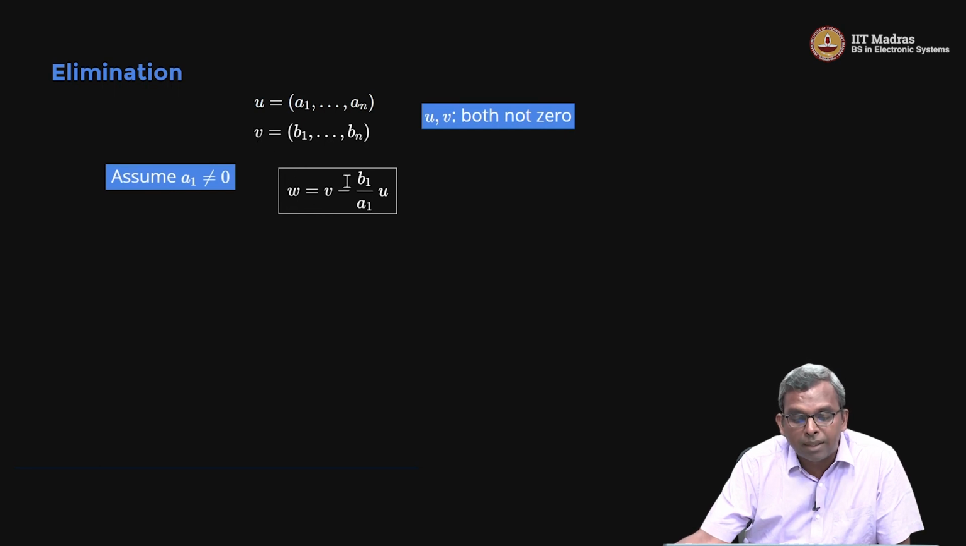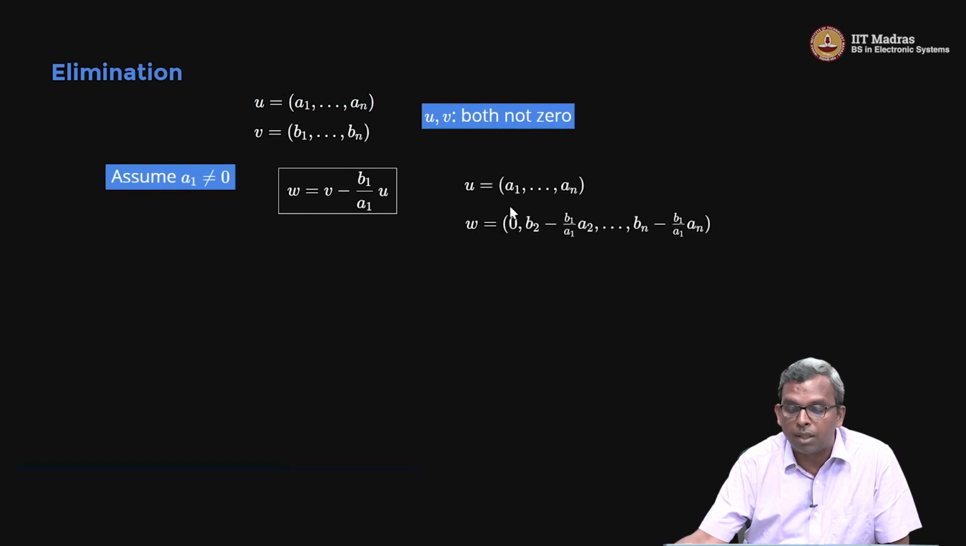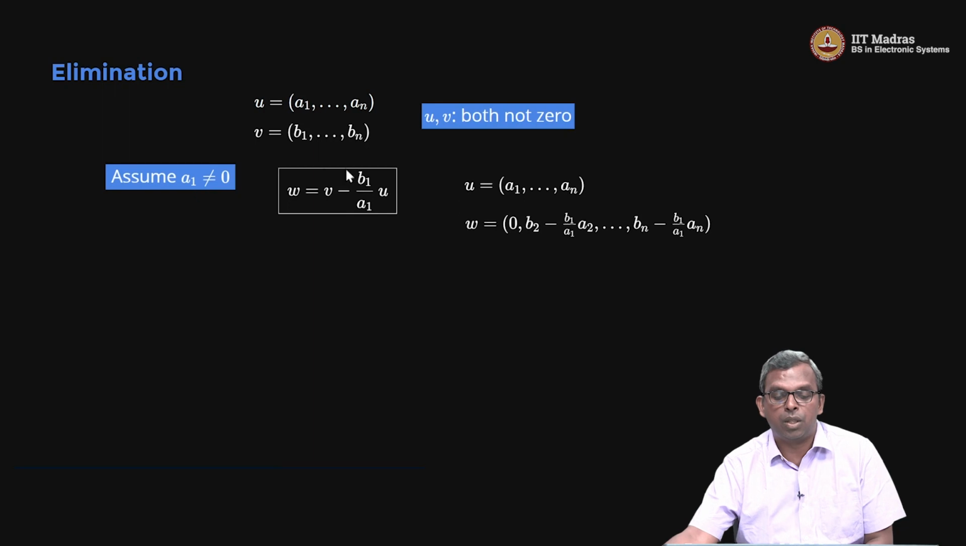It's v minus, notice what I've done here, a1 is not 0, so I can divide by a1. I've taken this u and divided by a1. After dividing u by a1, I will have a 1 here, no? Then I'll multiply by b1. So I have b1 by a1 times u, that will give me b1 in the first coordinate. And then I'll do v minus that. When I do that, the first coordinate of w is going to end up being 0. Do you see that?